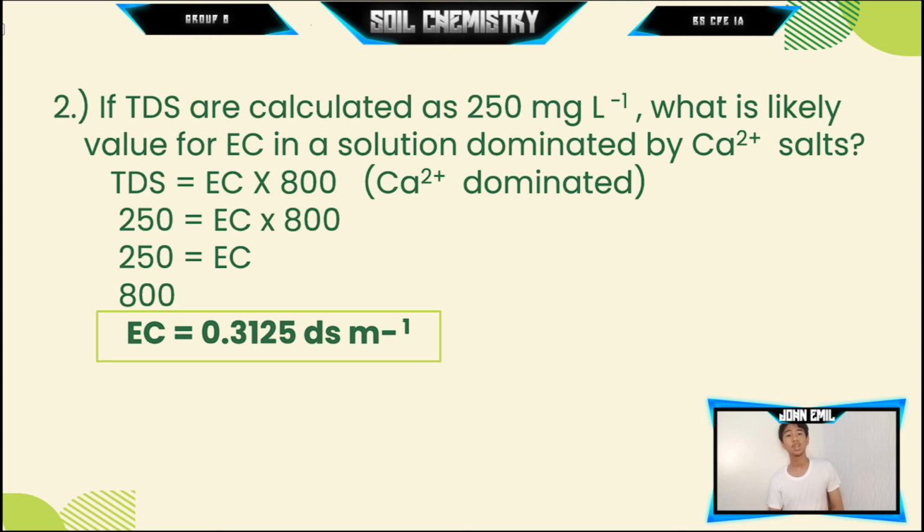So in this problem, we need to find the EC of a solution dominated by calcium ion salt. So we will use the formula total dissolved solids is equal to electrical conductivity times 800, which is used since the calcium ion is dominant. And the TDS is given. It is 250 mg per liter and is equal to electrical conductivity times 800. But the problem is, the EC is needed. So we need to cancel the 800 by dividing it on both sides. So the remaining is EC is equal to 250 over 800. And 250 divided by 800 is 0.3125. And the electrical conductivity of the calcium ion salt is 0.3125 decisiemens per meter.